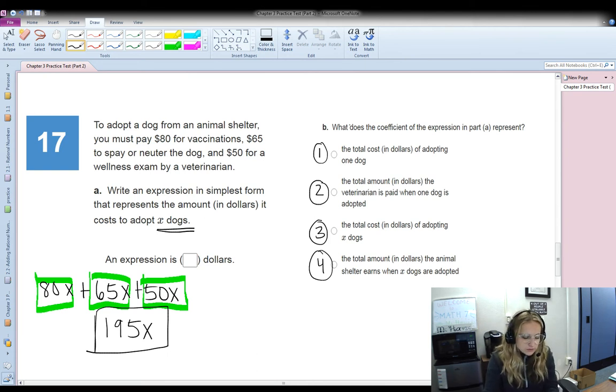So now let's look over here. What does the coefficient of the expression in part A represent? Well, the coefficient right here, remember, I just kind of talked about it, this is the total cost in dollars of adopting one dog, okay? So that's the total cost in dollars of adopting one dog. So this is the correct answer, number 1.